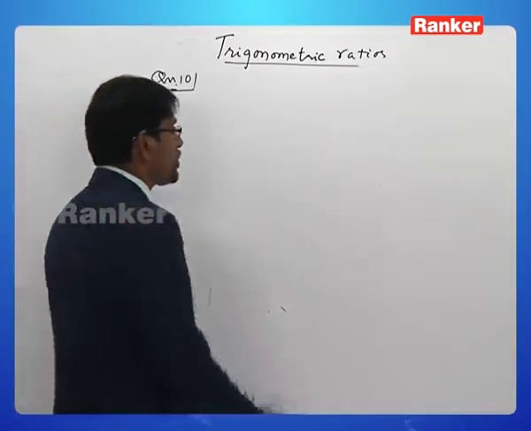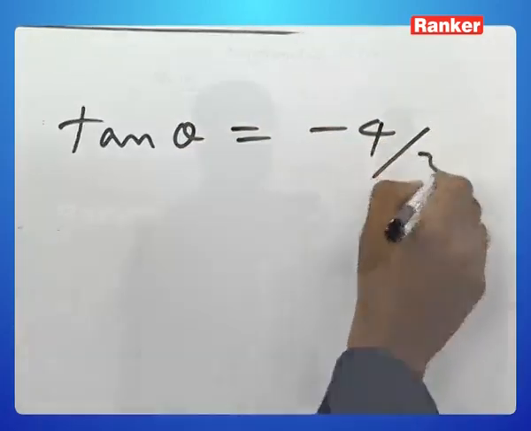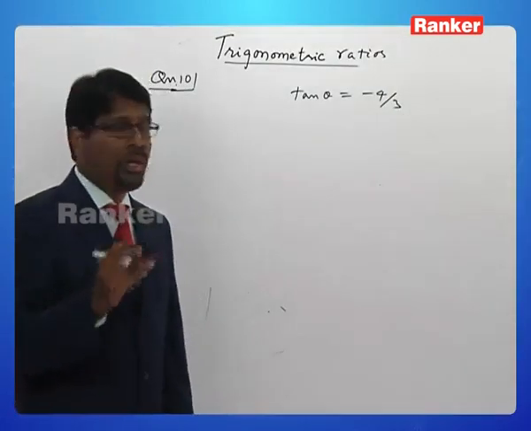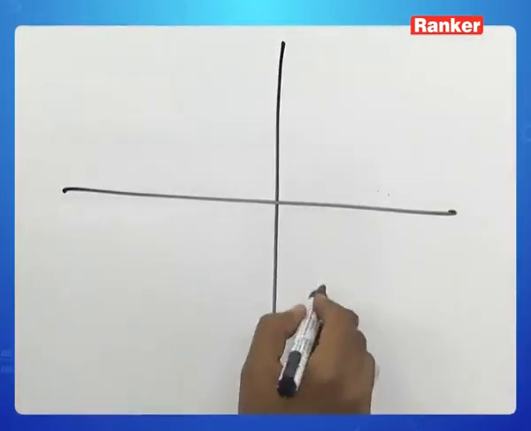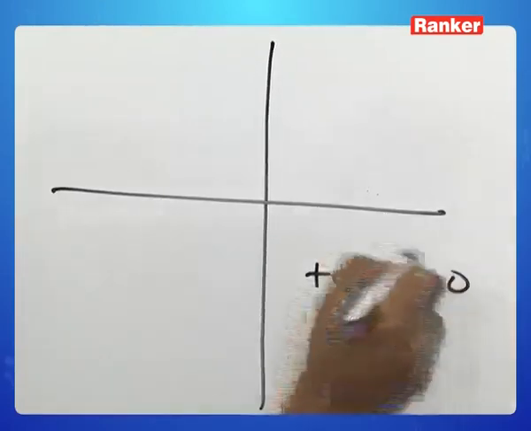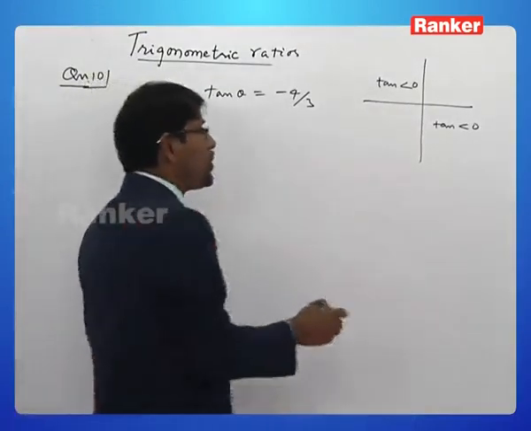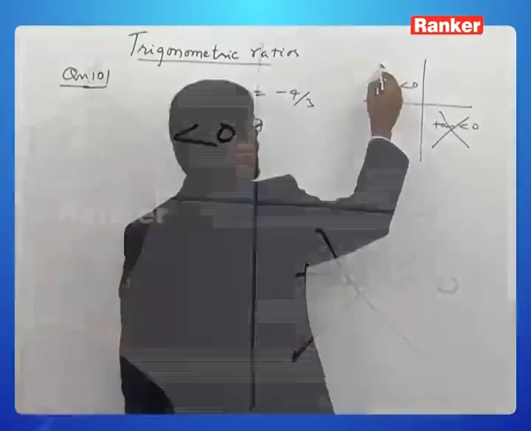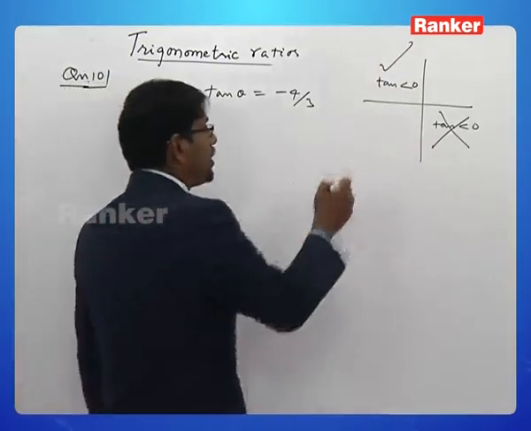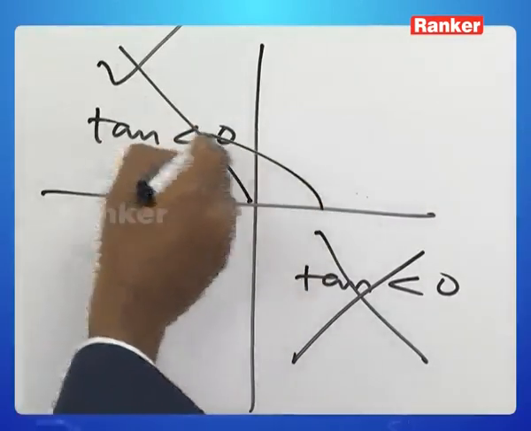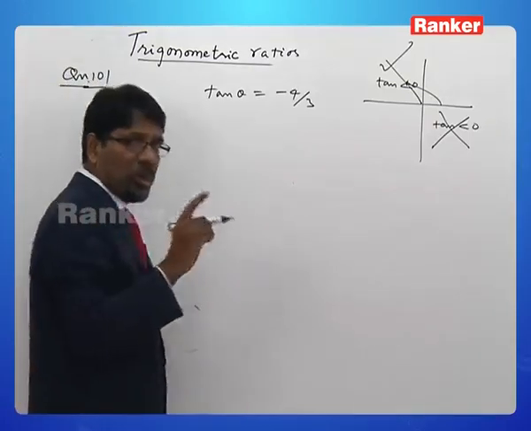Here we are given tan theta to be minus 4 by 3, and theta is not in the fourth quadrant. We know that tan is negative here and also tan is negative here. So when you say it is not in the fourth quadrant, theta has to be in the second quadrant. Therefore theta lies in the second quadrant. In the second quadrant, sine is positive, cos is negative.